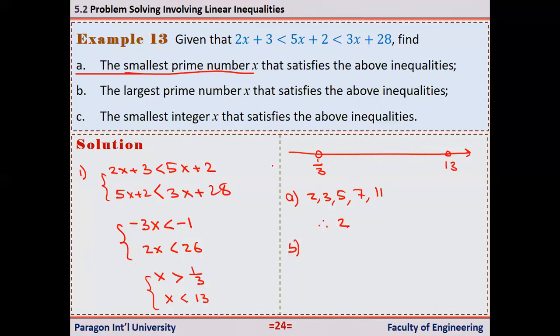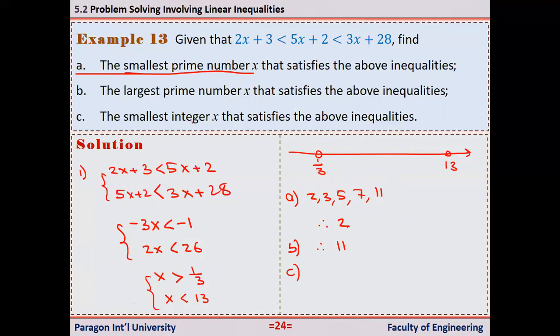Question B, the largest prime number x that satisfies the above inequalities. All the prime numbers in the solution set are these numbers, right? So among these prime numbers, which one is the largest one? It is 11. So the answer to question B is 11.